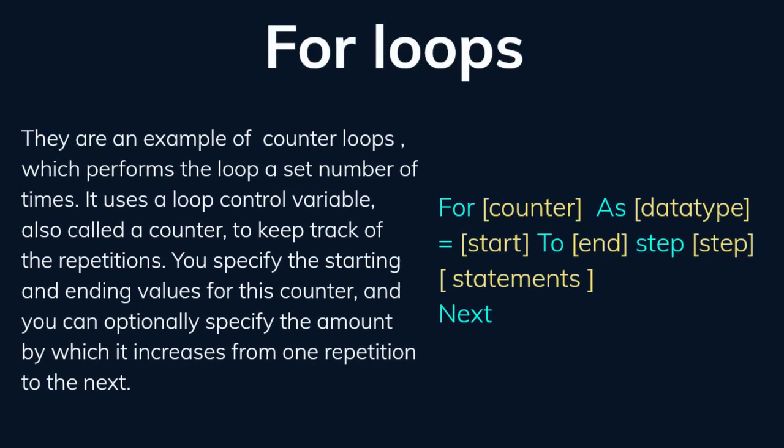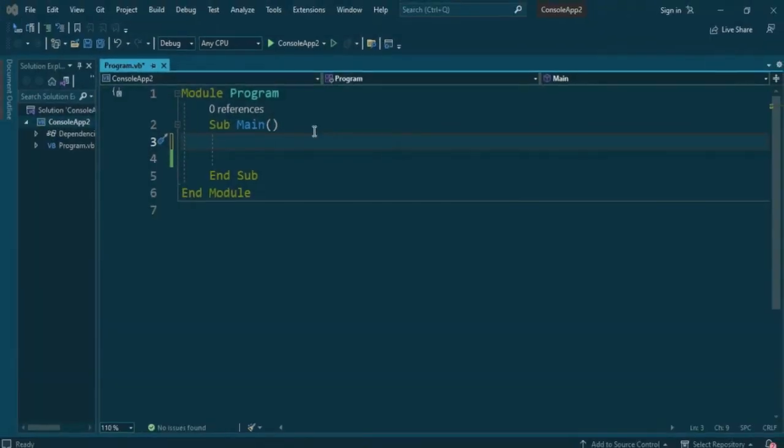Counter loops or for loops is an example which performs the loop a set number of times. It uses a loop control variable, also called a counter, to keep track of the repetition. You can specify the starting and ending values for this counter, and you can optionally specify the amount by which it increases from one repetition to the next. Let's see how for loops can be implemented in Visual Basic.